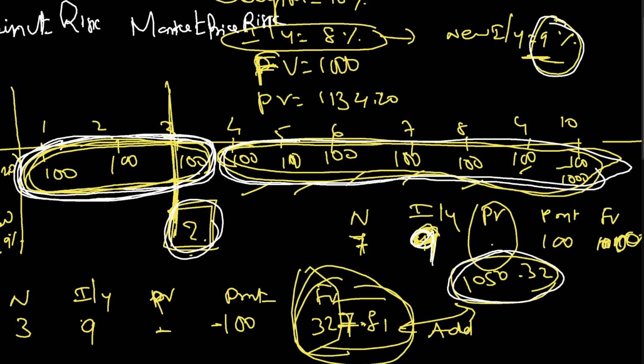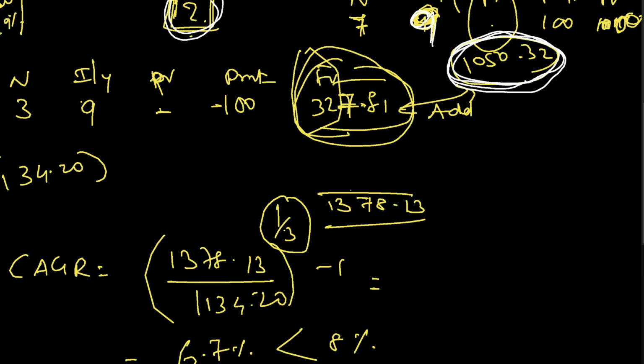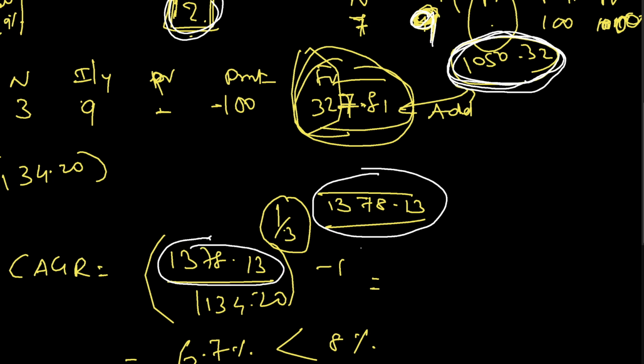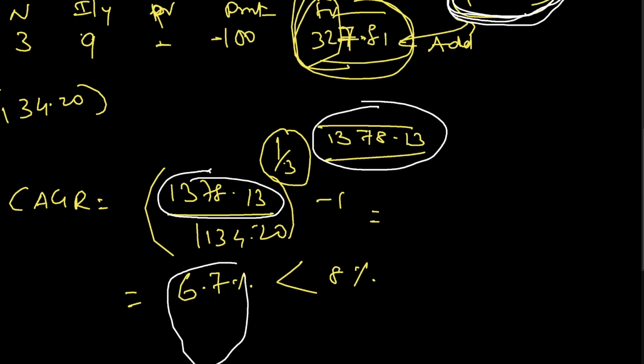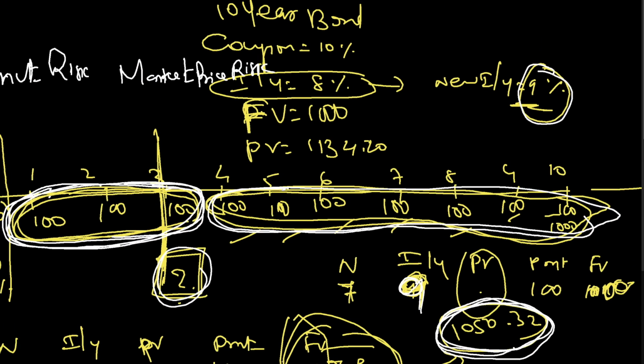So here it is a very big impact. The bond price comes down heavily to 1050, and so that's why my overall cash flow is 1378. So 1378, when I use it over here, my returns are lower. Okay, so that means the market price risk is playing a big role over here, which is against me.